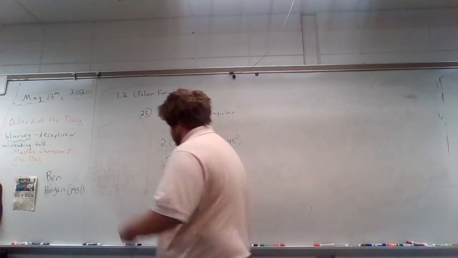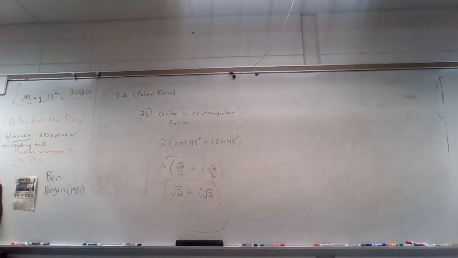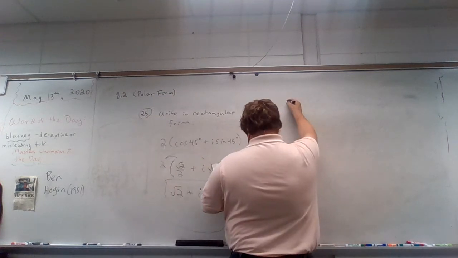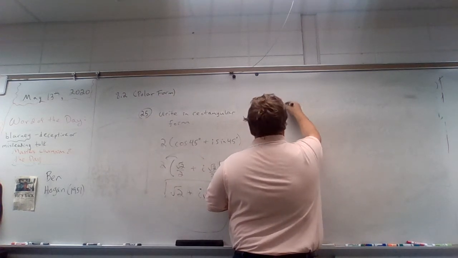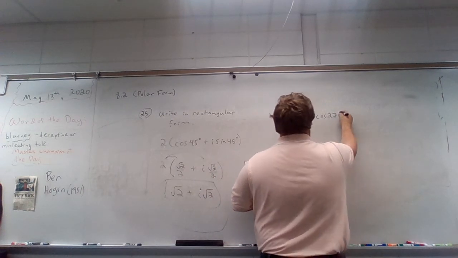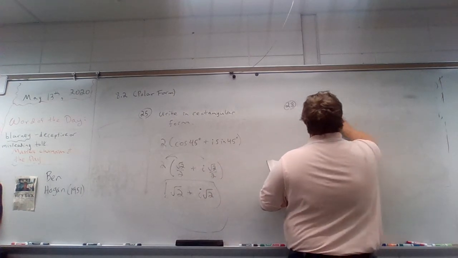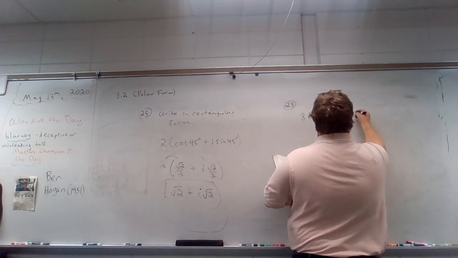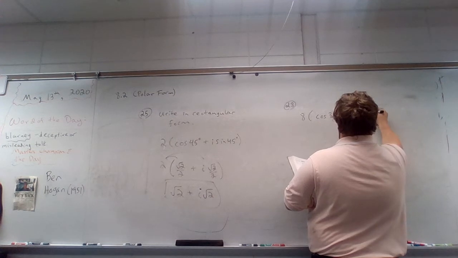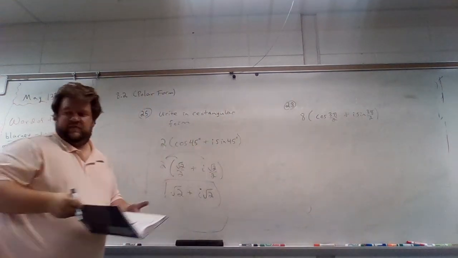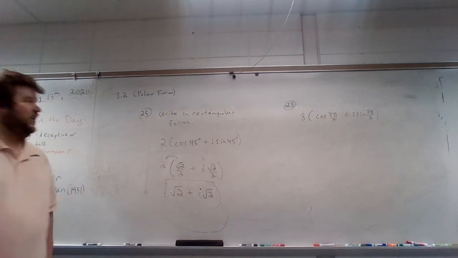So maybe I have 8 times cosine of 270 degrees. And well, let me do this one in radians. Let's say I had cosine of 3 pi over 2 plus i times the sine of 3 pi over 2. And I wanted to know what that number was in rectangular form.